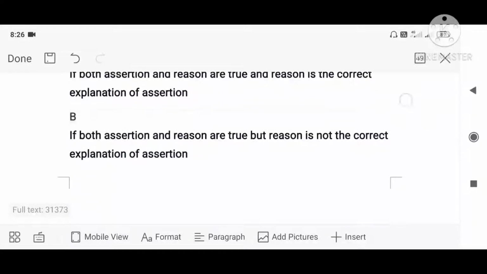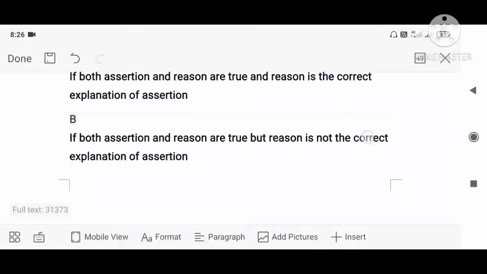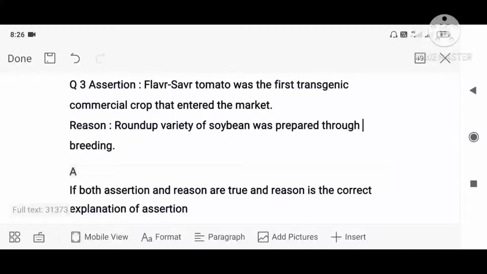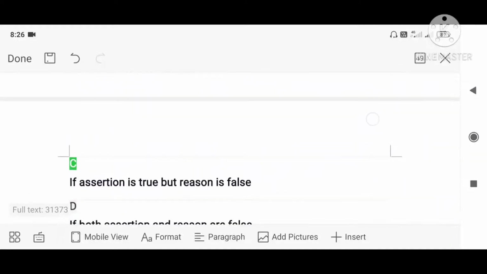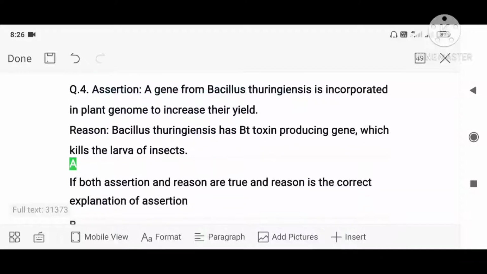So the answer is C, if the assertion is true but the reason is false. The assertion is true, and the reason is wrong. What was the reason given? Roundup variety of soya bean was prepared through breeding. That is wrong. The first assertion is correct: Flavr Savr tomato was the first transgenic commercial crop that entered the market. But the reason is not the explanation for the assertion. So the answer will be C. If the assertion is true but the reason is false. Clear? Yeah. Now moving on to the fourth question.